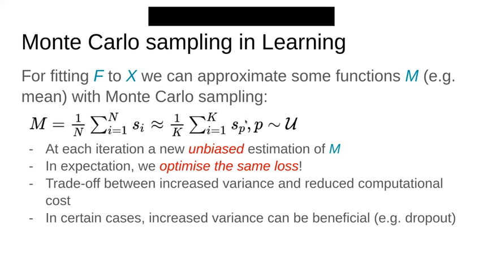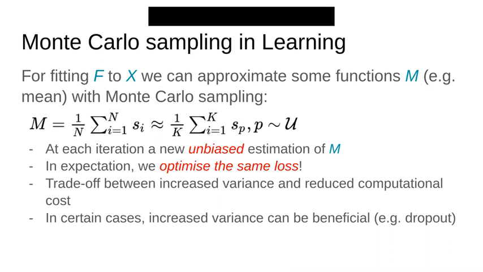And the good point is that this estimation is unbiased. So it means that if we have enough samples, we end up with exactly the same estimation of the mean. And so it means also that in expectation, we are still optimizing the same loss as if we computed the exact model.